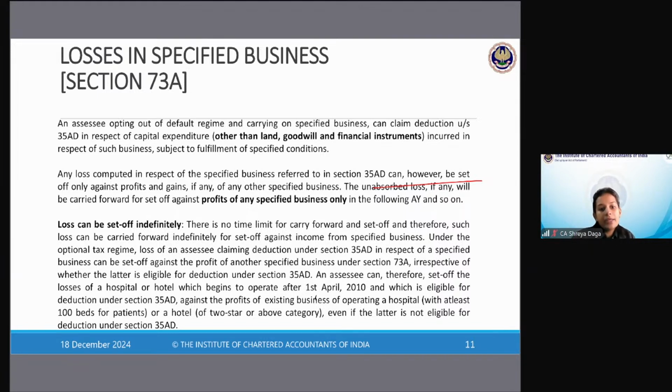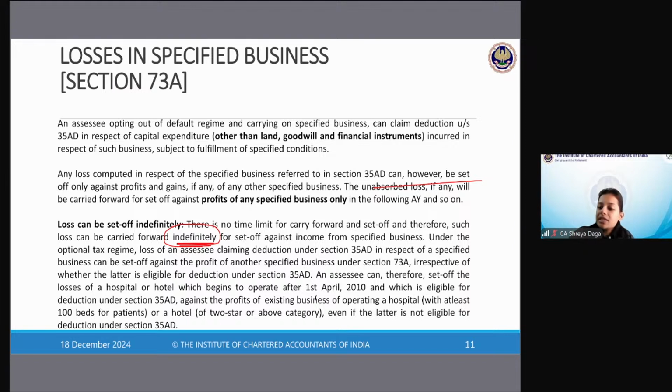And if you make any loss because of all that, then what do you do? You can set off only against income from specified business, either in that year, and if there is no such profit, then in the subsequent years, up to how many years? Indefinitely. This is unique. Very few losses can be carried forward indefinitely. Indefinitely means there is no time limit. Any number of years you can carry forward.